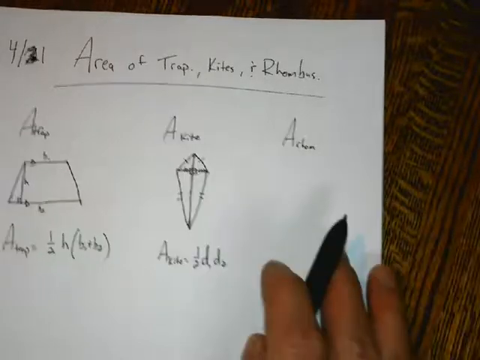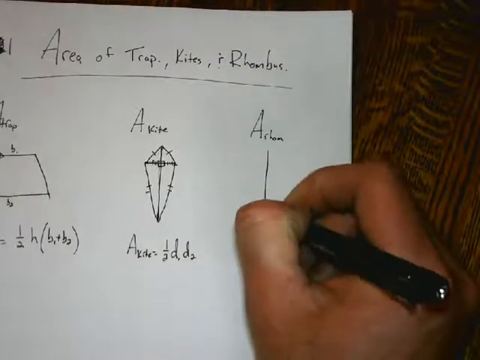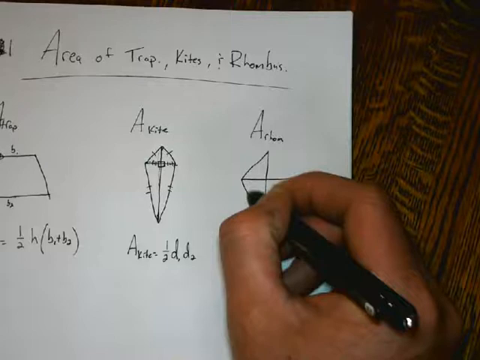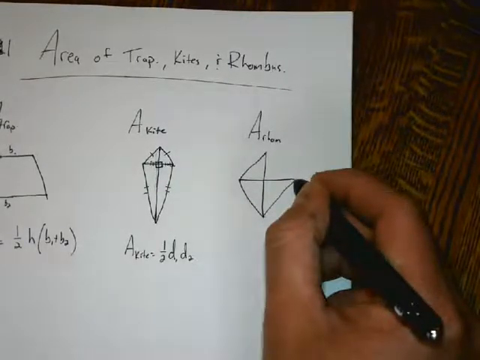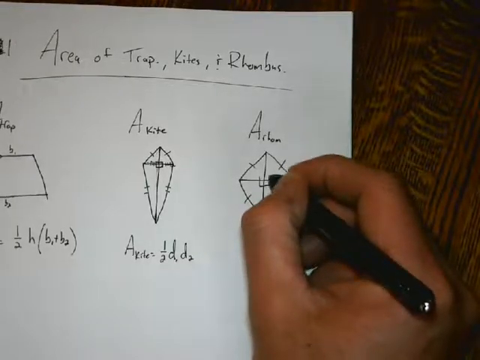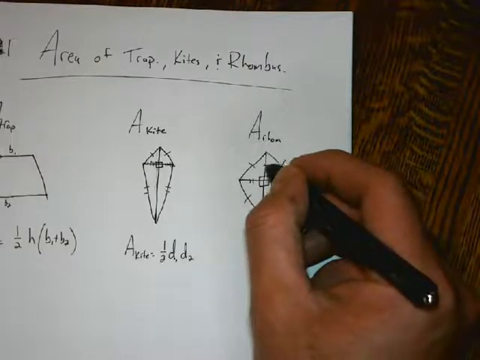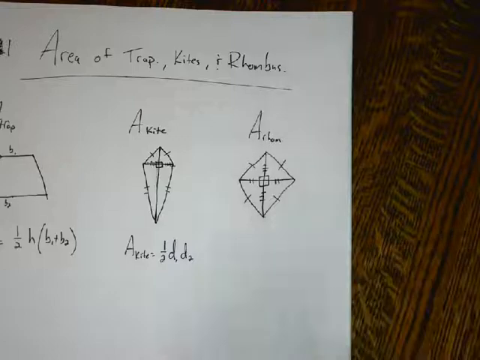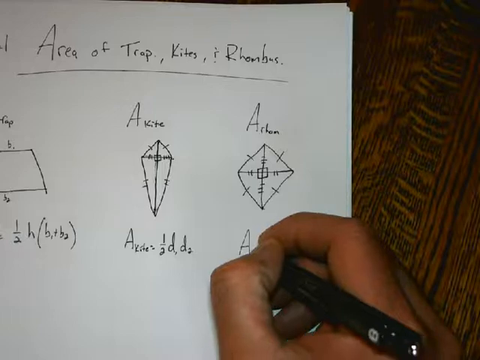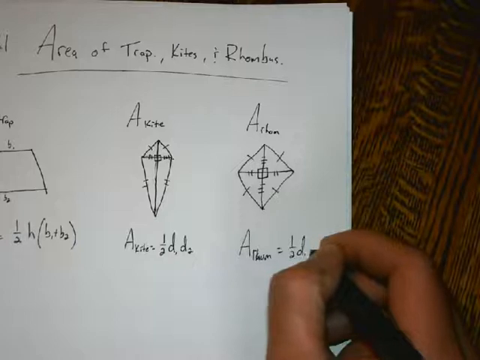And then the last one, the rhombus, has the exact same formula as the kite. Remember, your rhombus, you have all four sides that are the same. Your diagonals are perpendicular to one another, and they bisect each other in a rhombus, because the rhombus was a parallelogram, whereas a kite was not. So the area for the rhombus is also 1/2 diagonal times the other diagonal.